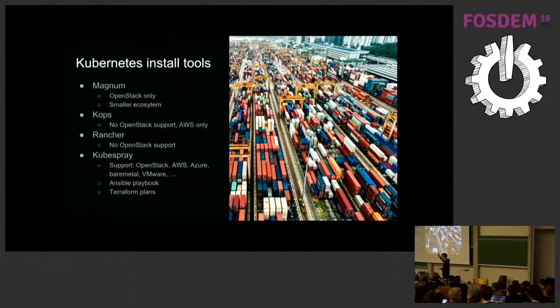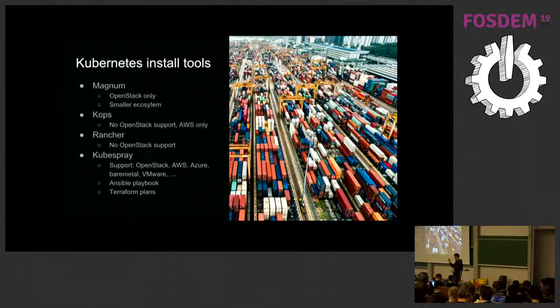You have some other tools that are available to install Kubernetes. You have kops, for instance, and this one is not OpenStack at all. It's only AWS, so you could use different tools. Maybe you use Magnum for your OpenStack stuff and kops for your AWS stuff. Same thing with Rancher. Rancher doesn't really have native OpenStack support, but has support for AWS, Google Cloud, VMware, and a few other platforms. So there you could also combine Rancher with Magnum if you want.